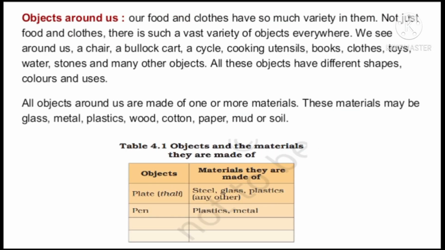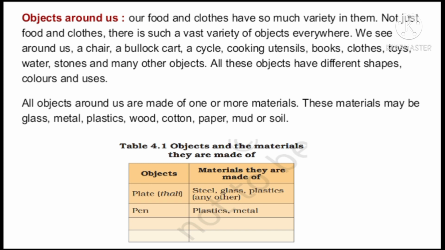So the first topic in our lesson is objects around us. There are so many objects around us. Our food and clothes have so many varieties in them. Not just food and clothes, there is such a vast variety of objects everywhere. We see things such as a chair, a bullock cart, a cycle, cooking utensils, books, and so many other objects. All these objects have different shapes and different colors, and they also have different uses.